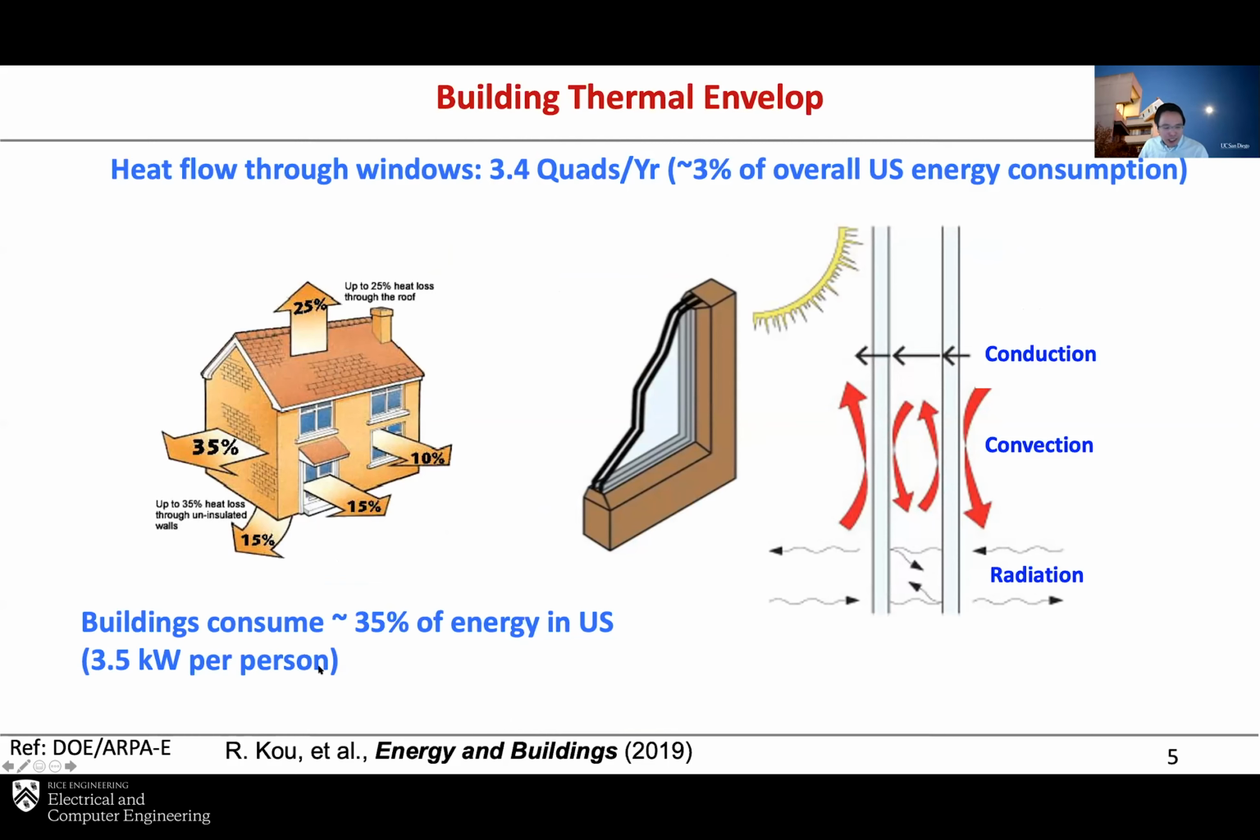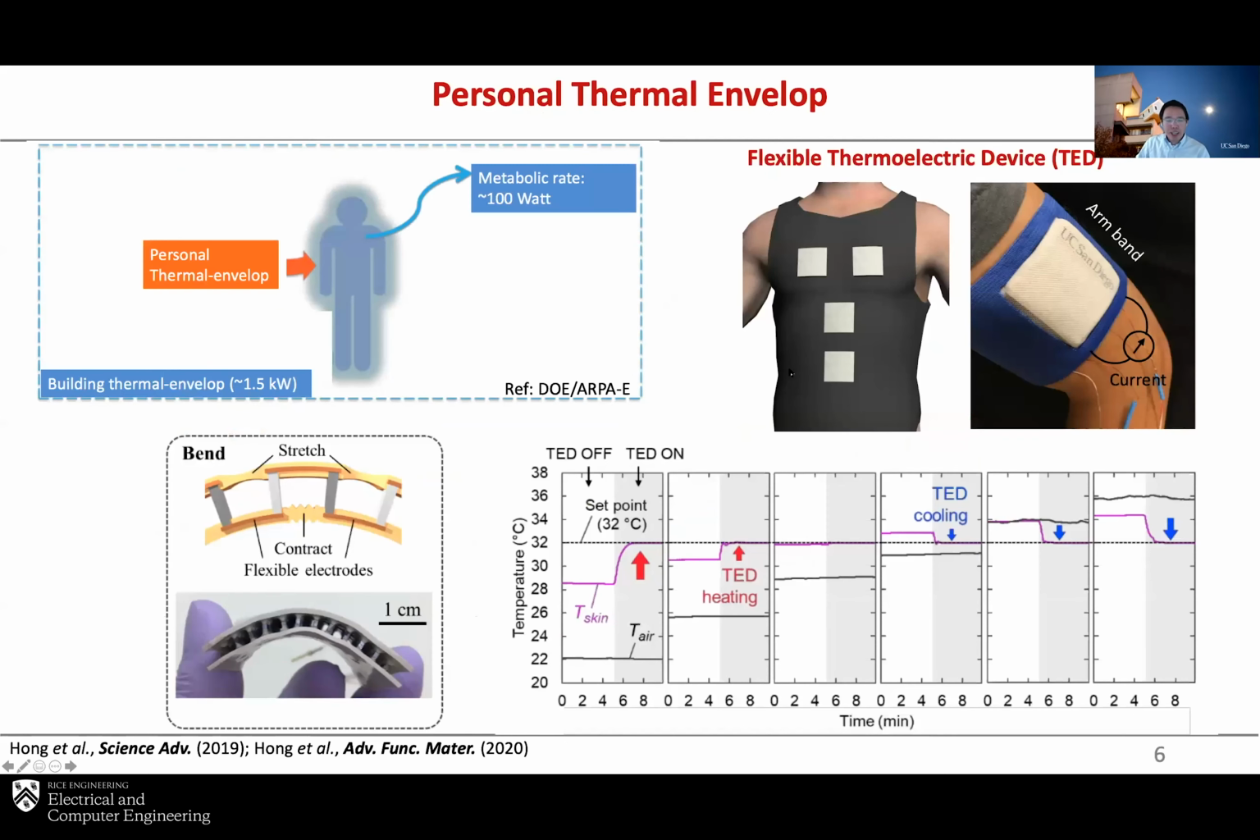And that translates to about 3.5 kilowatt per person on average. And we know there's a lot of thermal loss processes in buildings, like through the walls and roofs and windows. So we work on windows quite a bit for energy conservation in buildings. Another type of thermal envelope is at a personal level.